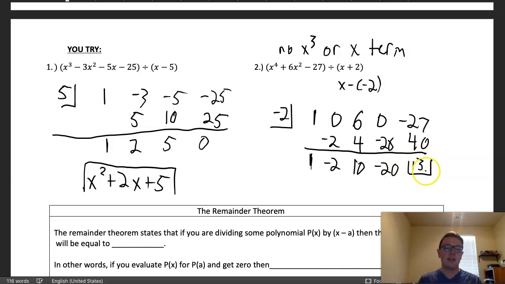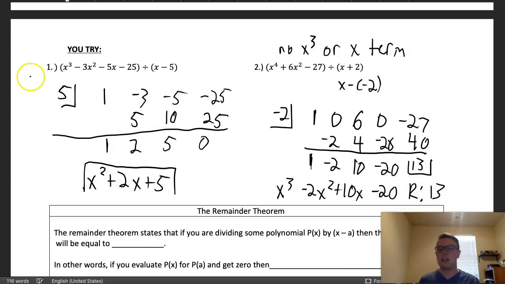So this is our remainder. We have a remainder of 13, and we move back. So negative 20 is going to be our constant. We're going to have 10 x's because we keep going up in x. We're going to have minus 2 x squareds, and we're going to have 1 x cubed. Of course, we can't forget our remainder is going to be 13. So this is our answer, x cubed minus 2x squared plus 10x minus 20, with a remainder of 13.